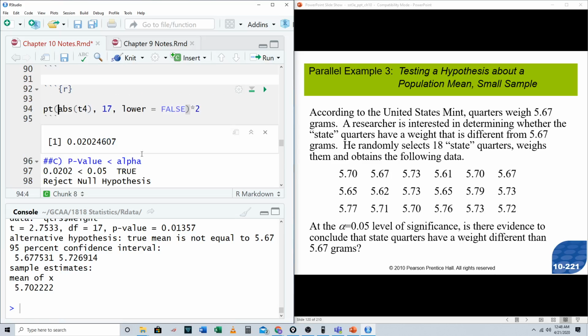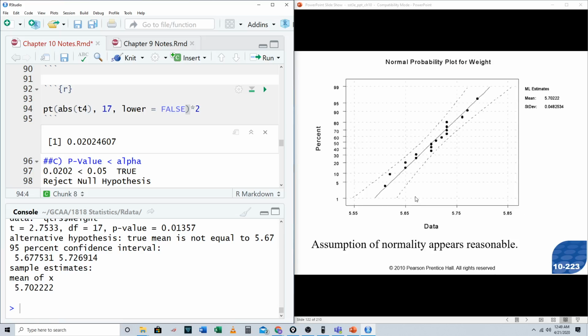All right. Let's see here. All right. So since the p-value is 0.0202, what they got?